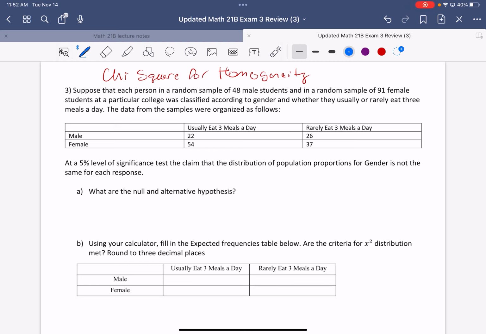All right, so let's go over the null and alternative. So for the null, the distribution of responses. Oops, I missed a word. The distribution of responses is the same for each gender.